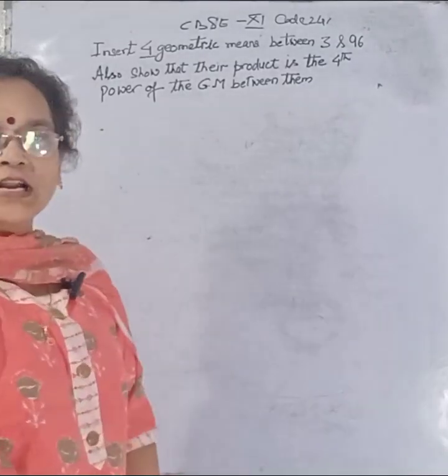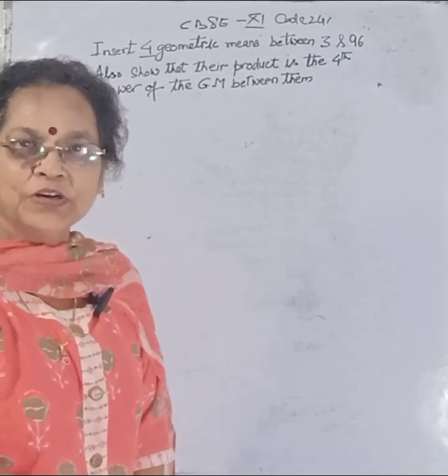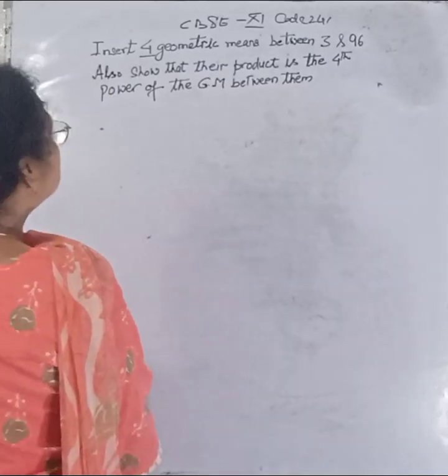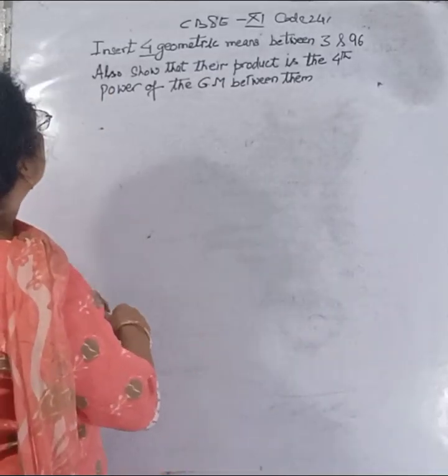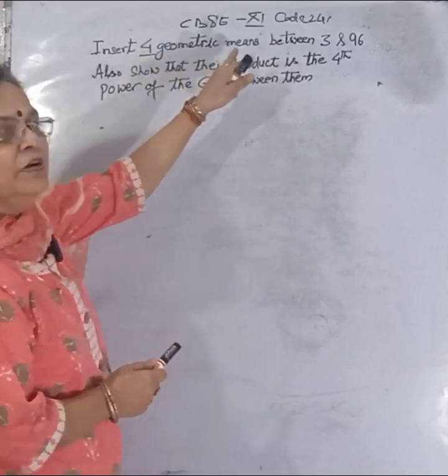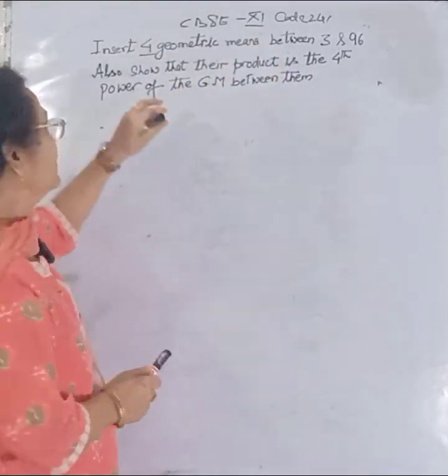This is a question for class 11 CBSE board, code number 241. The question is related to geometrical progressions or geometrical mean.